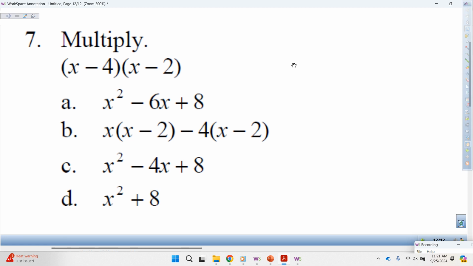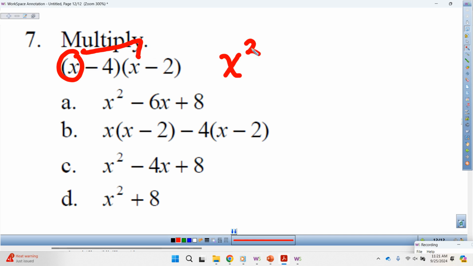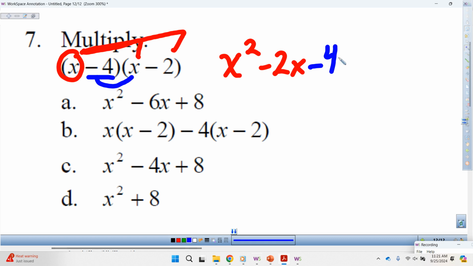Number 7, let's use distributive property. Here we go, multiply. X times x, x to the second. What is x times negative 2? Negative 2x. What is negative 4 times x? Negative 4x. What is negative 4 times negative 2? Positive 8.